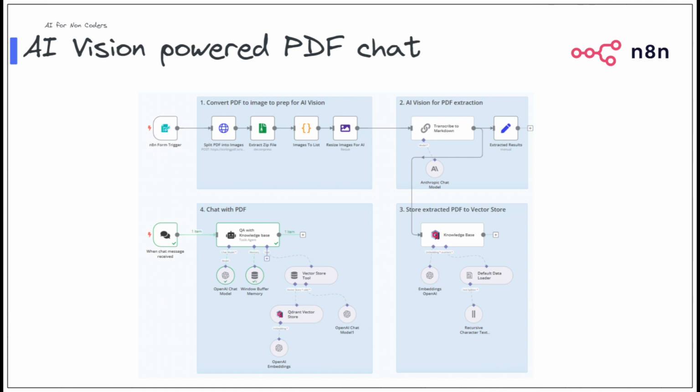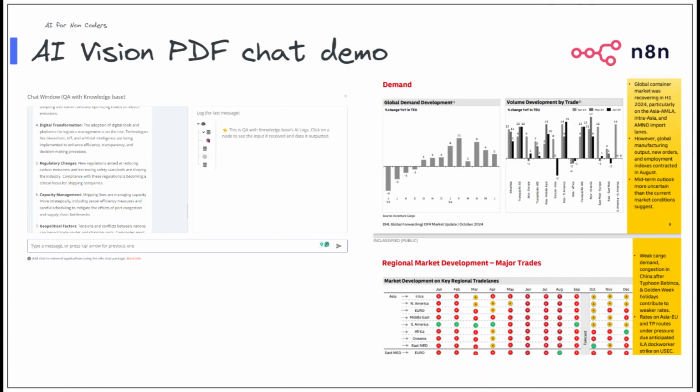We'll walk through this workflow step by step, starting with converting the PDF to images to prep for AI vision, all the way to step 4, building the chat with a PDF interface. Let's see a demo of this AI automation in action.